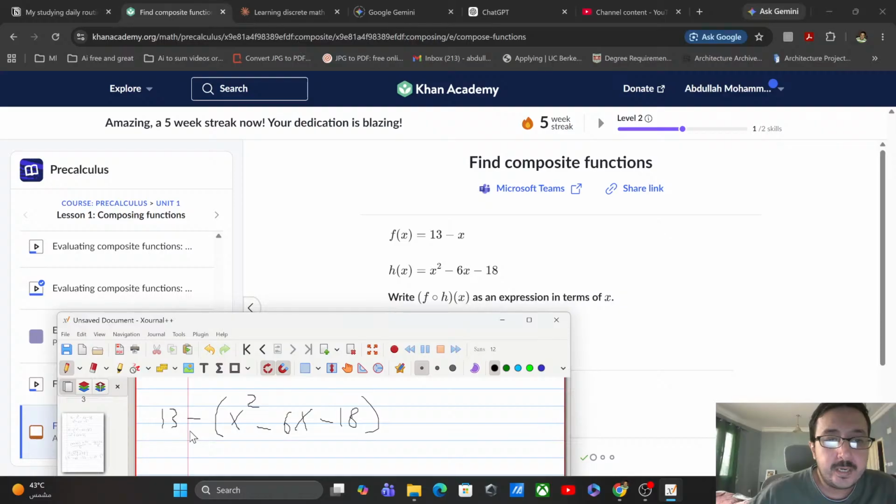Okay, so I got a minus x squared, minus minus, I got plus 6x, and minus minus, 13 minus minus 18. So what we are doing is giving this minus 1 and multiplying it by each and every thing. So it's, you know what I mean? So what are we doing?